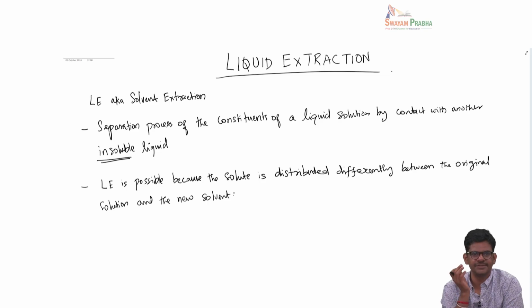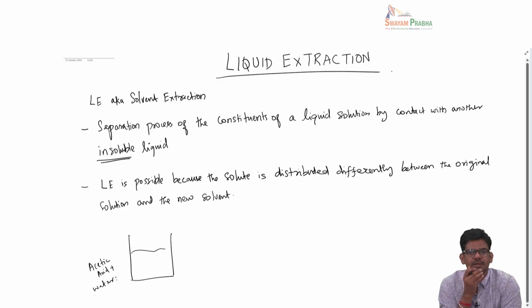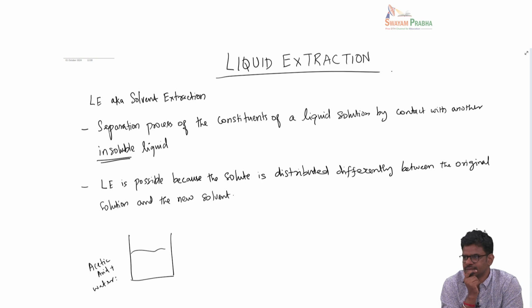This point can be illustrated with a very simple example. This is something that we discussed in the very beginning of the course. So you could think about having a solution of acetic acid and water. These are soluble mixtures. Okay, it's a single phase.